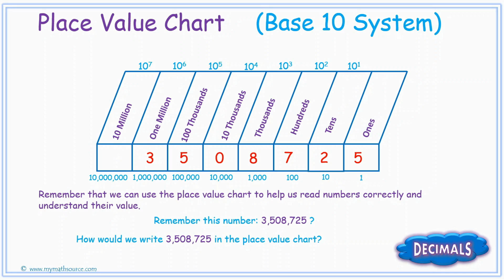Now notice I did not say the word and. We will learn when we say the word and. Sometimes people like to say 3,508,000, but that's not technically correct. So we will learn in the next video when to actually say the word and.